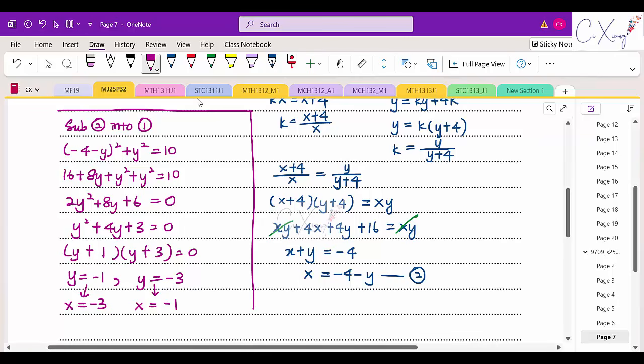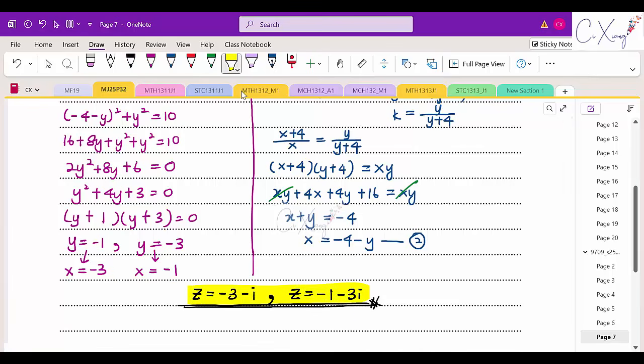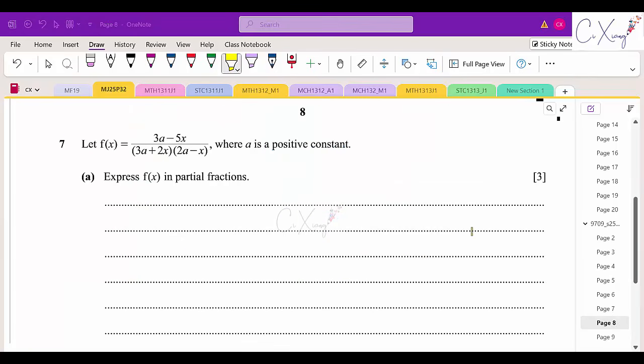Alright, then for me, I usually prefer to rewrite my answer one more time. So what are the possible complex numbers for z? You'll have negative 3 minus i. Or another answer is z can also be negative 1 minus 3i. So this is how we get the complex number z. Okay, and this is how we solve question number 7.